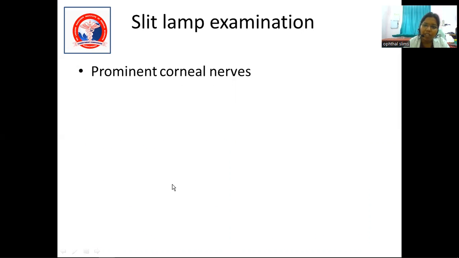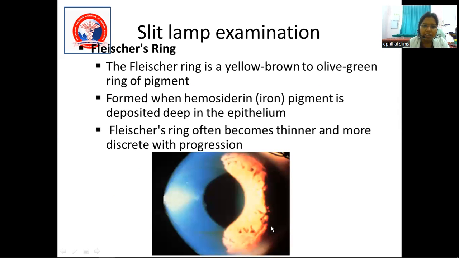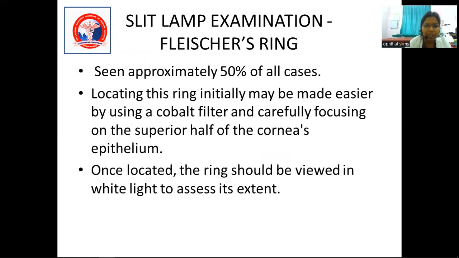Then on slit lamp examination, there can be prominent corneal nerves. These are the prominent corneal nerves. And there is something called Fleischer's ring. Fleischer's ring is a yellow-brown to olive-green ring of pigment, which is formed when hemosiderin iron pigment is deposited deep in the epithelium. Fleischer's ring often becomes thinner and more discrete with progression.